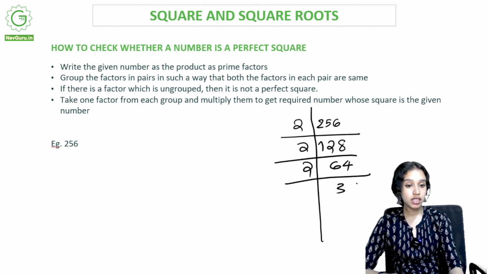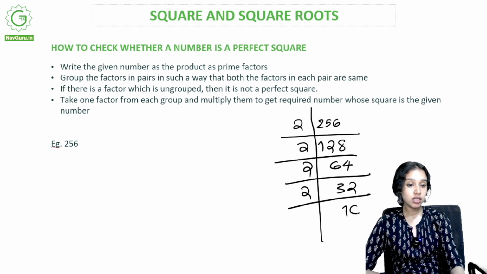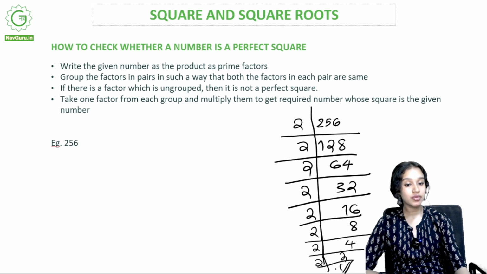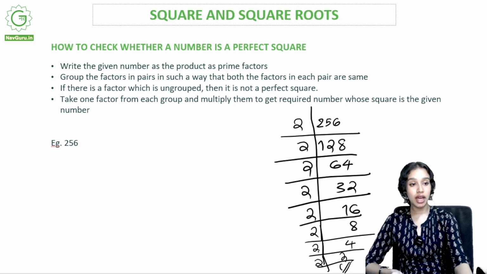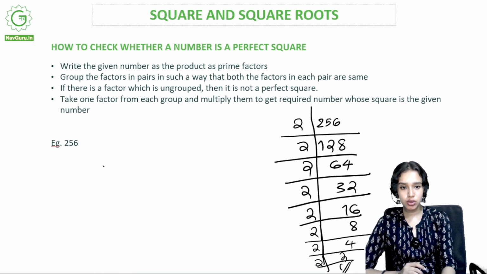Again, with 2 we get the next quotient, and again with 2, 8. Again, with 2, we get 4. Again, with 2, we get 2. And again, with 2, we get 1. This is our goal. We have to reach 1. So, how many times did we multiply 2 here?